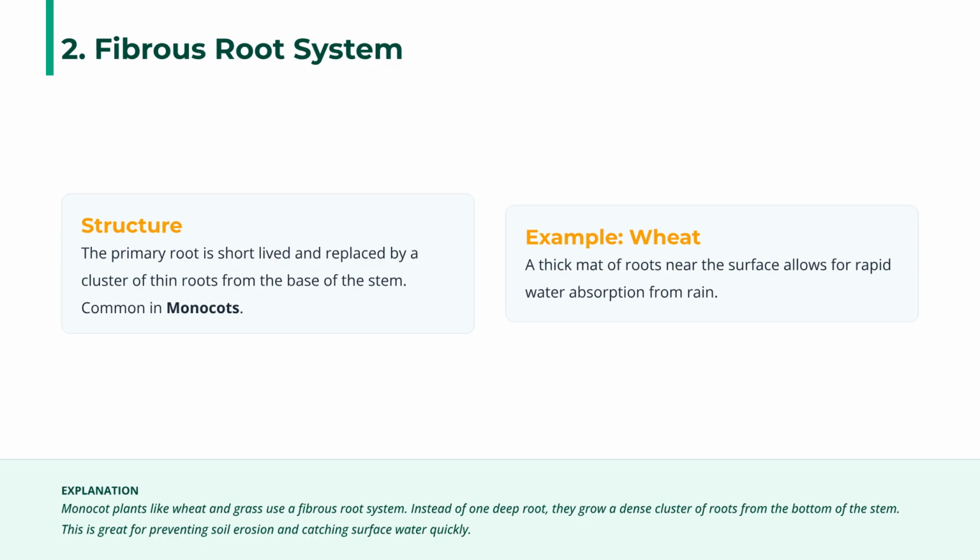Monocots, like wheat, have a fibrous root system. The primary root is short-lived and replaced by a dense cluster of thin roots from the base of the stem, excellent for quick surface water absorption and preventing soil erosion.